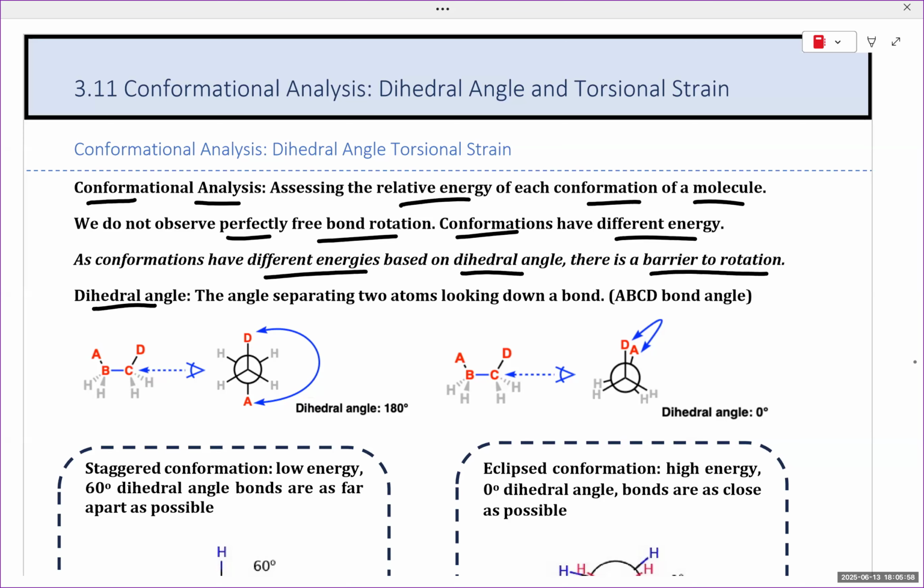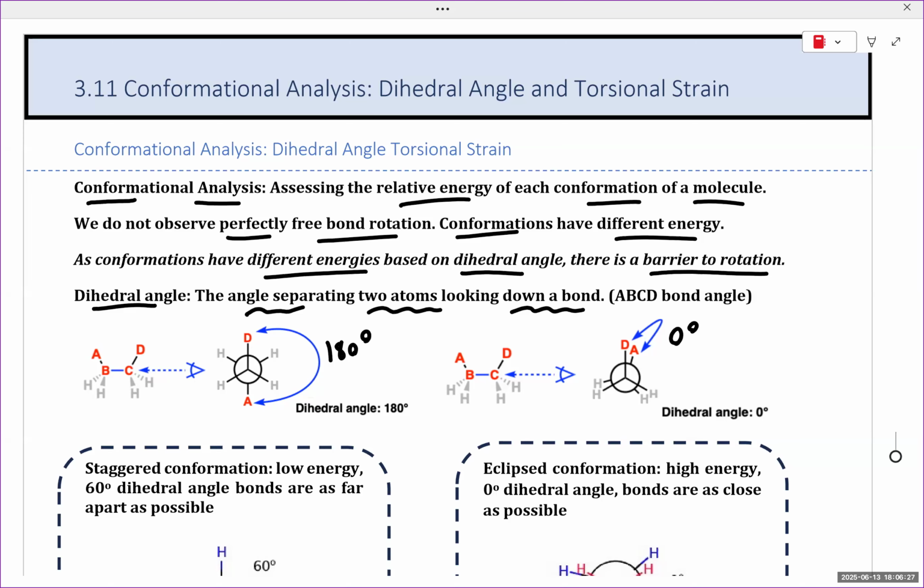What is dihedral angle? It is the angle separating two atoms looking down a bond. For example, if we're looking at the A-B-C-D atom bond, this dihedral angle is the separation between two atoms looking down a bond. In this case, this would be a 180-degree dihedral angle, while in this case, we would have a dihedral angle of 0 degrees.